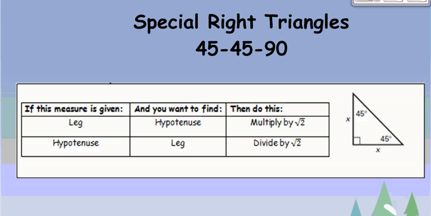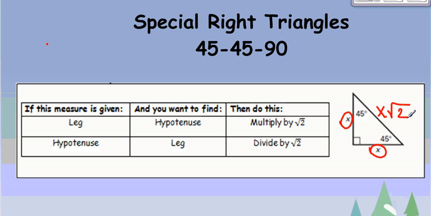First, we're going to be looking at the 45-45-90. As you can see in the picture here on the right, we have the right angle, and then the two base angles are 45 and 45. This is an isosceles right triangle, which means the two legs of the triangle are going to be the same measure. They'll have that same value there. And then if we're finding the third side, the hypotenuse, that's always going to be x, the same number that you had for your legs, times the square root of 2.